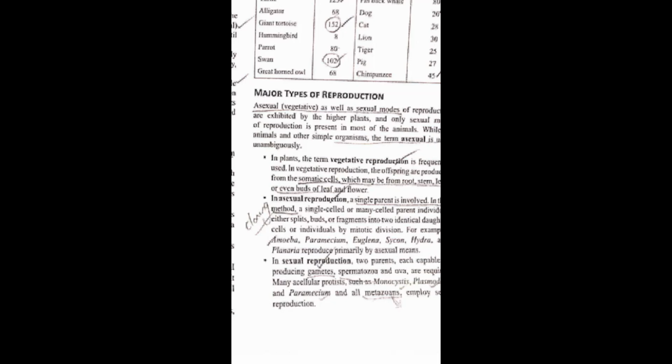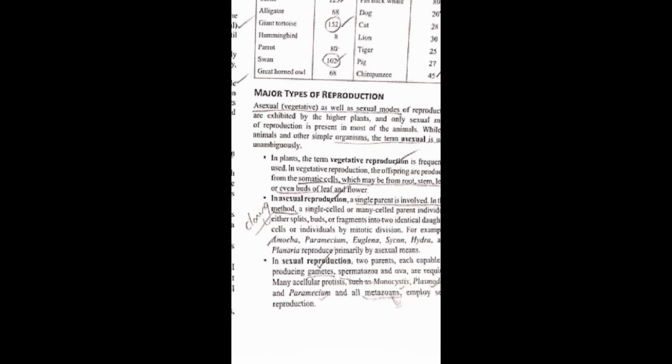And second one is called asexual reproduction. Asexual is otherwise called single parent involved. It is also one of the cloning methodologies. Ian Wilmut already did, 1996, I think. Okay, Dolly is a sheep produced by the uniparent, otherwise called a single parent, involved in this method. A single-celled or many-celled parent individual either splits, buds or fragments into two identical daughters.